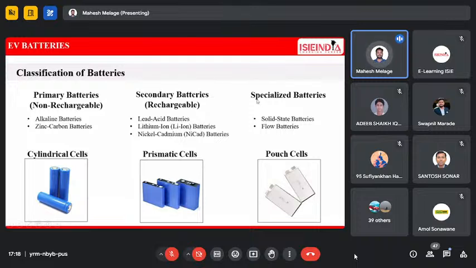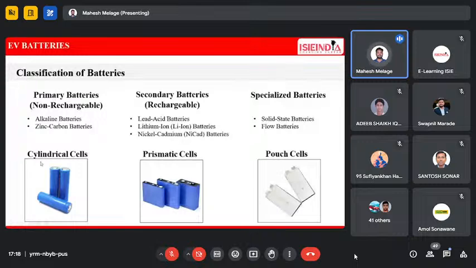The last, third one is the specialized battery. These are solid state batteries and fluid batteries. They are specialized for specific applications, like satellites or aeronautical engineering. Specialized batteries are used there. As per the classification of the structure of batteries, these three types are classified.